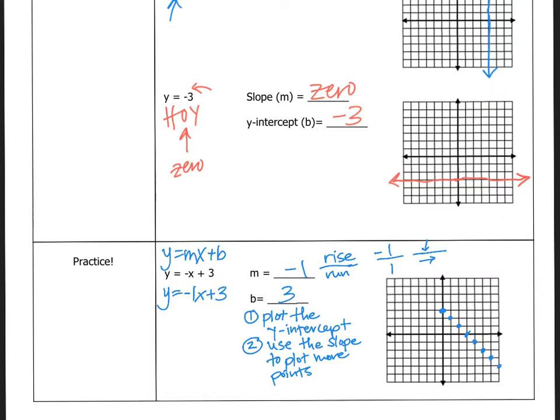Down 1, right 1. Okay, when you do it on the other side, you want to make sure that you're doing the opposite. So you would go up 1, left 1, up 1, left 1, up 1, left 1, up 1, left 1. Okay, and now we can draw our line. So I'm going to draw that in green, and just make sure you put arrows at the end.